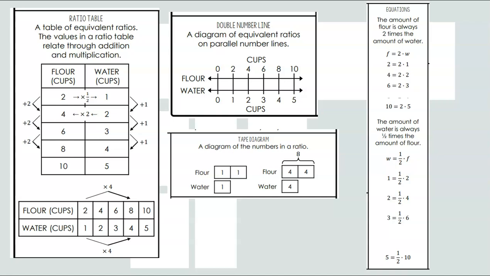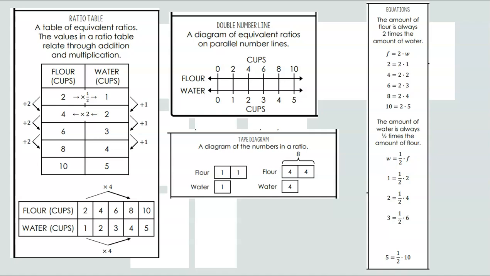Next, we have the equations. The amount of the flour is always 2 times the amount of water. So this shows you the equation using variables with F as flour and W as water. If we continue with that relationship going down, our missing value is 8 equals 2 times 4, because 2 times 4 cups of water would give me the 8 cups of flour.